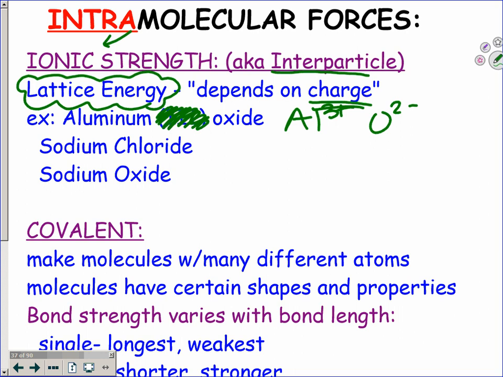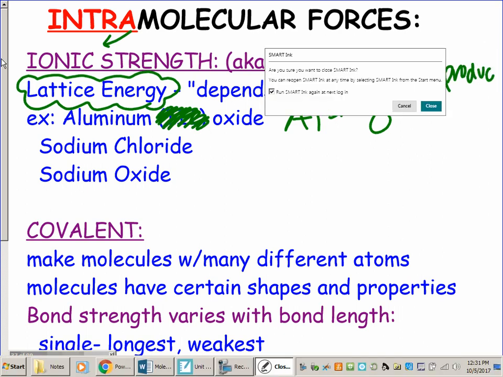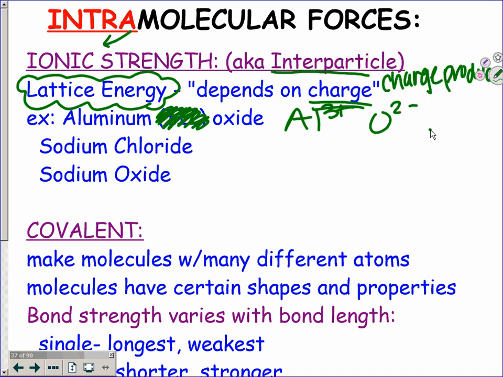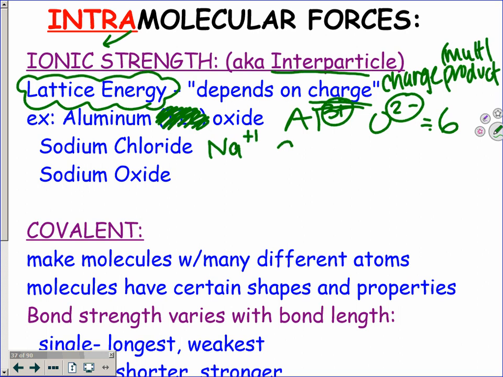So what I'm now going to do is something called charge product, like the product in math, right? What's product mean in math? The answer to a multiplication problem, right? So we're going to multiply our 2 charges, and do absolute value for me, okay? What is 3 times 2? 6. Okay, do the same. What's sodium's charge? Sodium's in group 1. Plus 1, valence electron, plus 1, right? What's chlorine's charge?